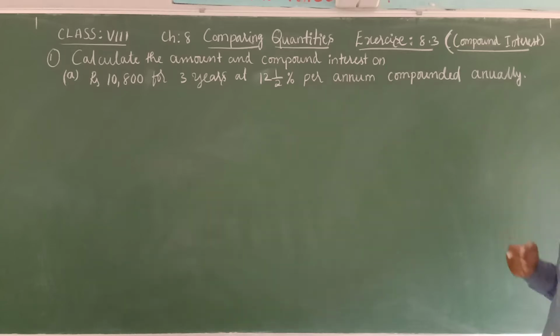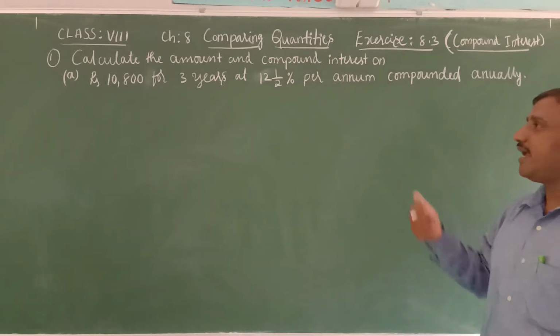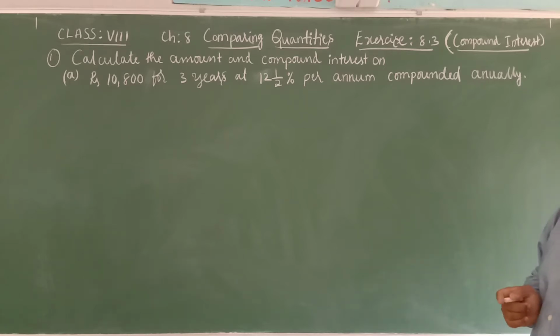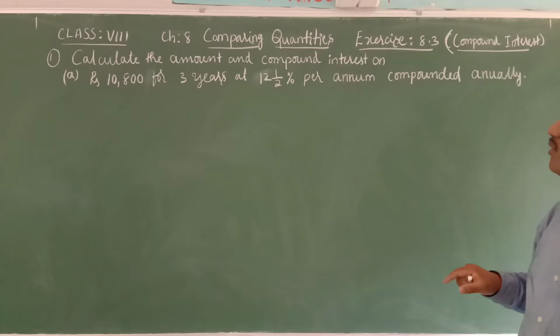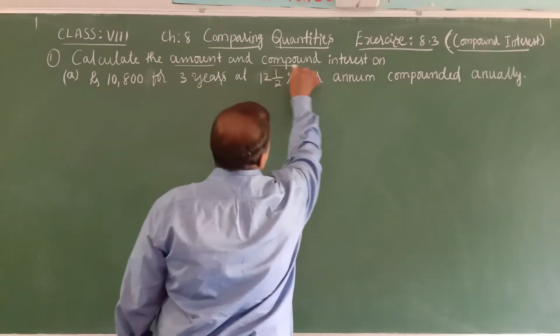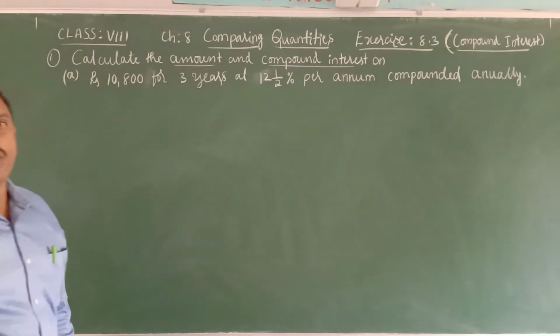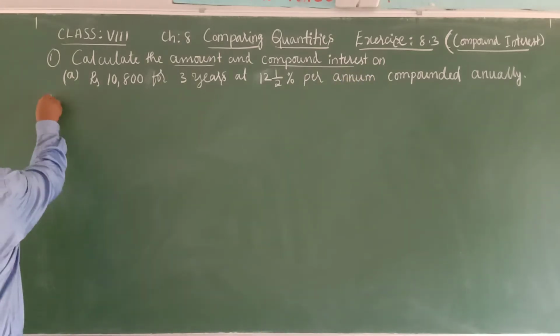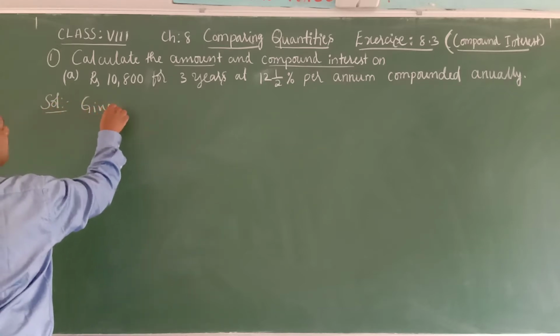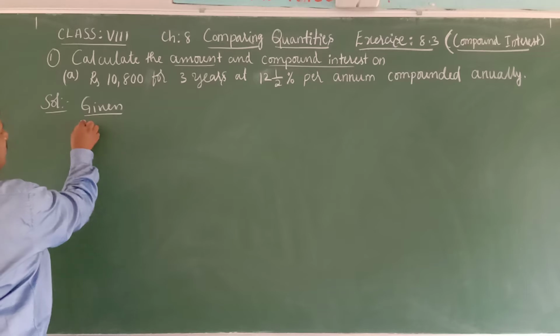Now we will discuss the first bit, A. Calculate the amount and compound interest on rupees 10,800 for 3 years at 12.1/2% per annum, compounded annually. What we have to find? The total amount and also the compound interest. So first write the given data from the question.